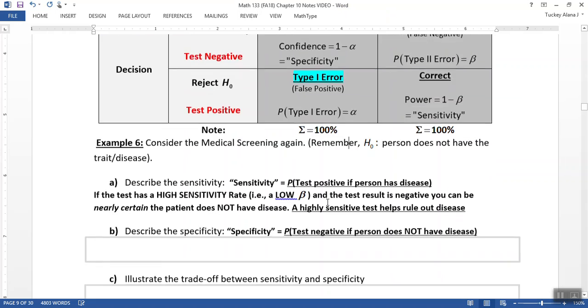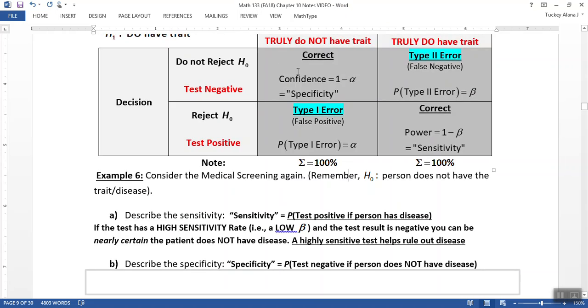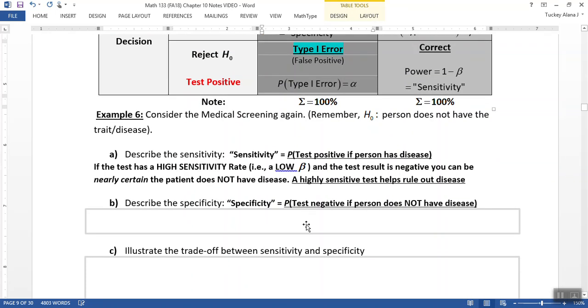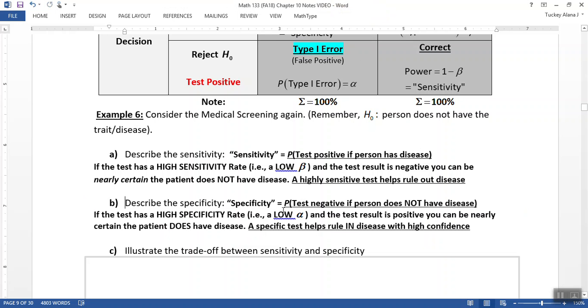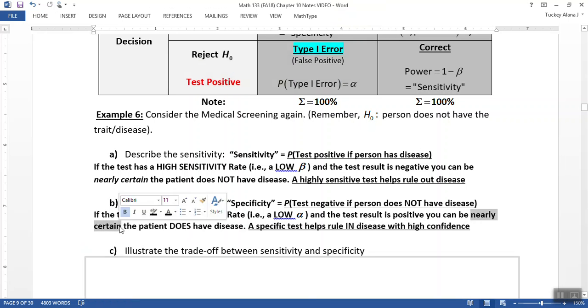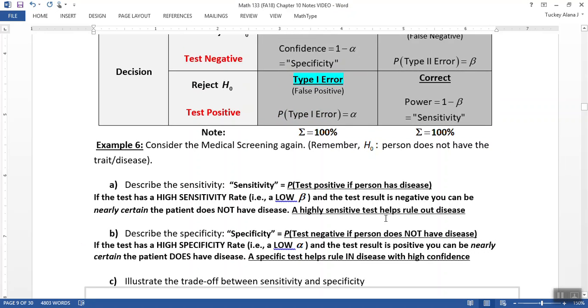Now, specificity was the probability of testing negative if the person truly does not have the disease. Okay, now think about this. If you have a high specificity, what that means is that your alpha is going to be very low because they have to add up to 100%. So if you have a high specificity rate, that means you're at a very low alpha. And that means that if your test result comes out positive, you're pretty sure, but not 100% sure, that the person truly does have the disease. So a specific test helps us know that we really do have that disease with a high confidence level.